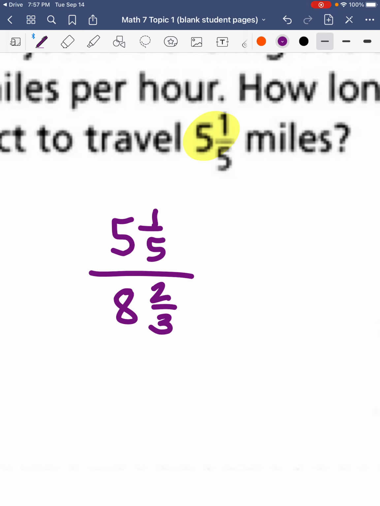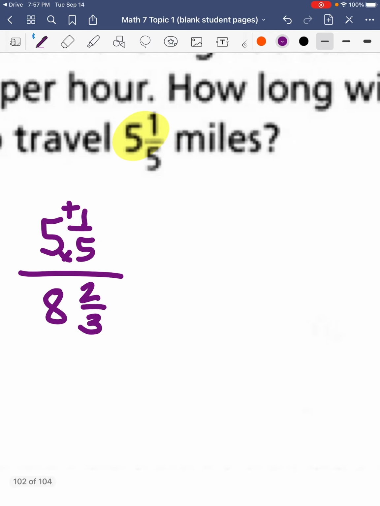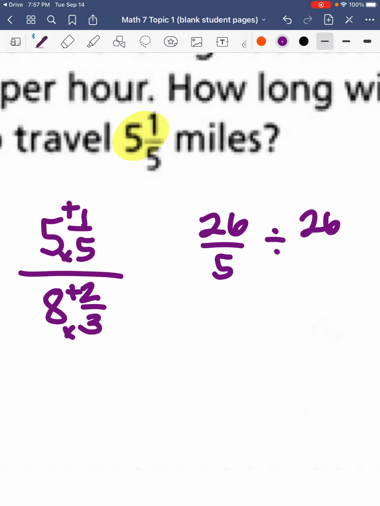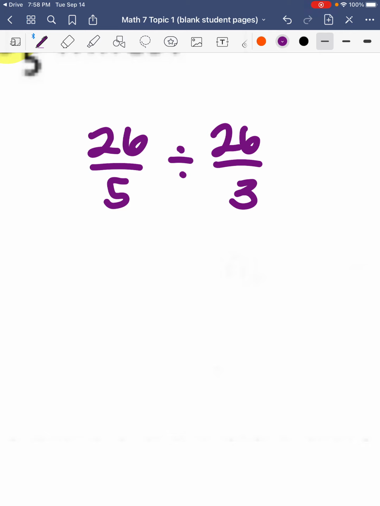Now let's write both of these as an improper fraction. 5 times 5 is 25 plus 1 is 26. So we have 26 over 5 divided by 3 times 8 is 24 plus 2 is 26 over 3. Now that I have two fractions, we're going to use keep, change, flip. So keep 26 over 5, change division to multiplication, and flip this one over here so it becomes 3 over 26.